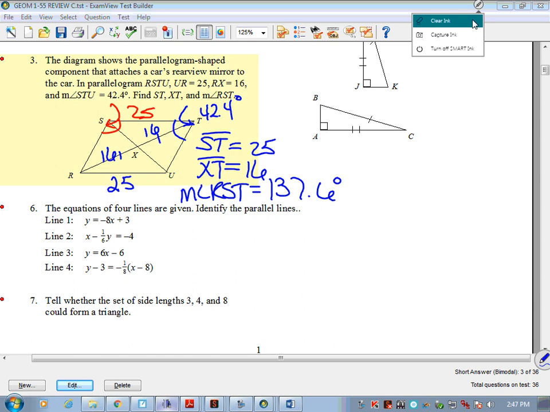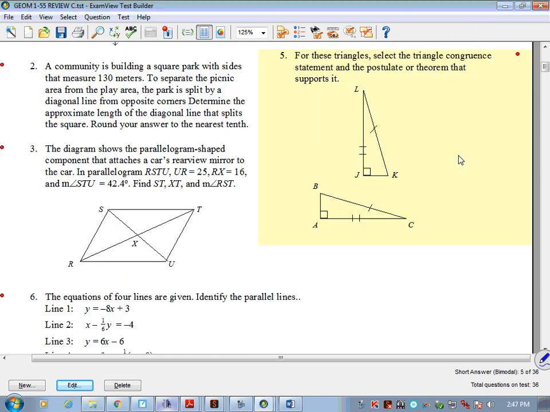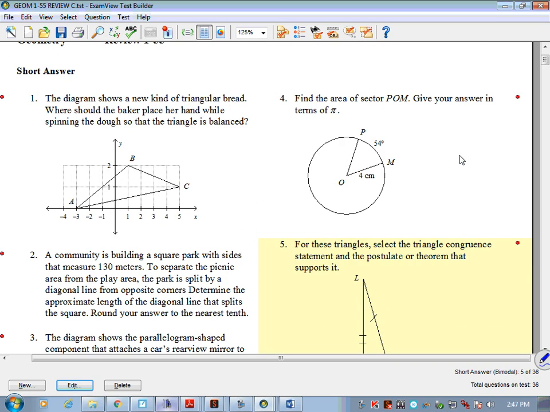Okay, question number 4. Coming back up here, area of a sector. So this requires a formula. It's based upon the area of an entire circle. So area of an entire circle is pi r squared. We only want a fraction of that circle.